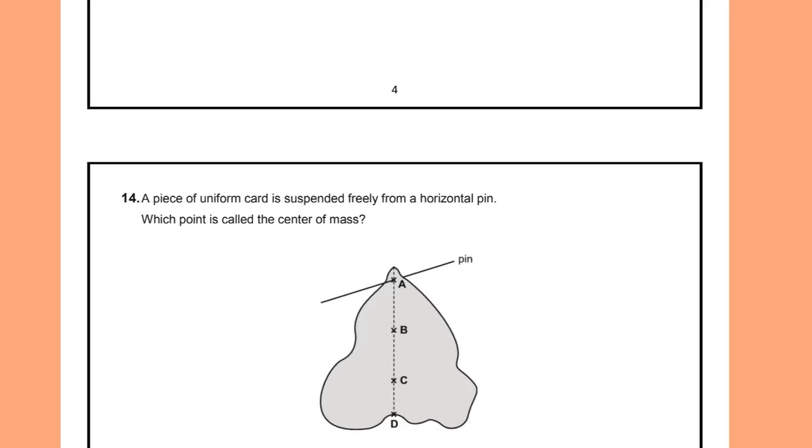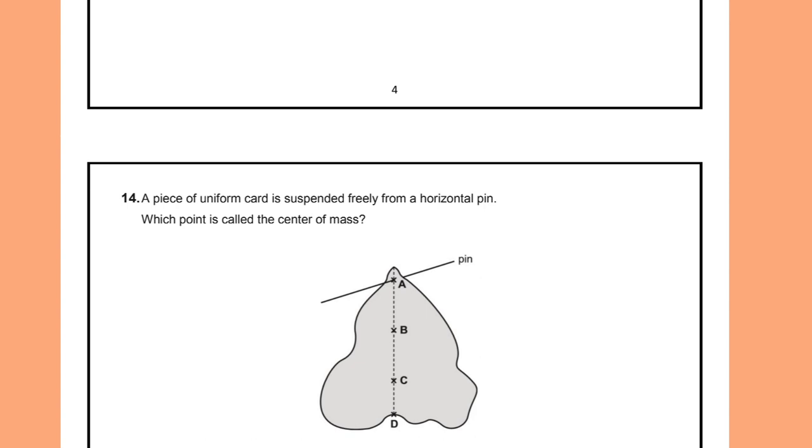A piece of uniform card is suspended freely from a horizontal pin. Which point is called the center of mass? So here, this is very obviously an irregular object. So you need to look at this object and think about what the possible center of mass or the center of gravity could be. Because this is wider at the bottom, it's slightly going to be shifted towards the bottom part. So it obviously can't be D, because that's right on the edge.